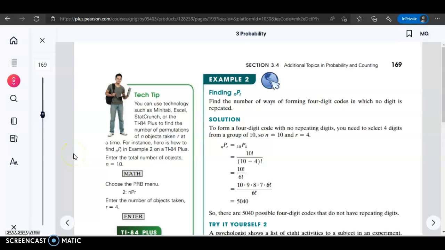In this video we will continue to discuss the topics in section 3.4. In the previous video we had just finished doing example 2 on page 169 where the problem asked us to find the number of ways of forming 4-digit codes in which none of the digits in our code can repeat themselves. Okay, and you can see how they work out the problem in the book by using the permutations formula.